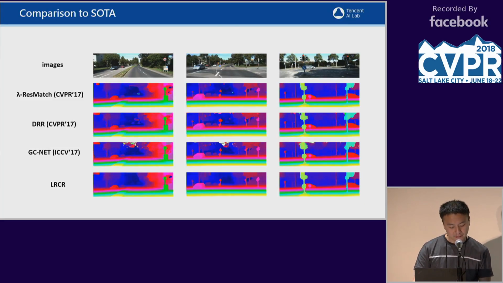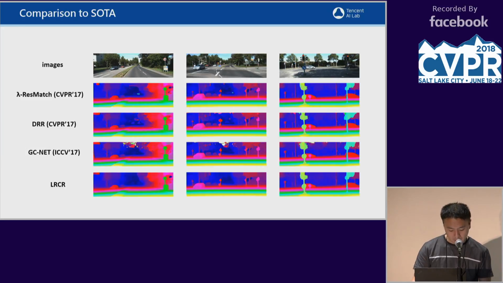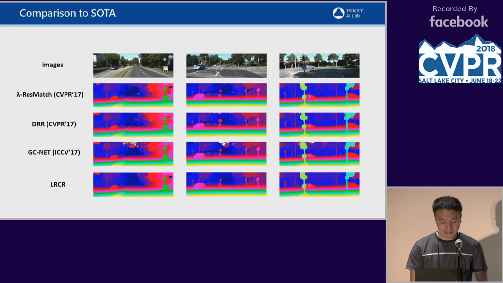Next, we also compare our model to the state of the art, including L2 rest match, detect, replace, refine, and GCNet, which were all published in CVPR of last year. The examples here are the results copied from the online KITTI 2015 testing server. As can be seen, the result of our model looks best, and the results of the other methods may have many visible artifacts.